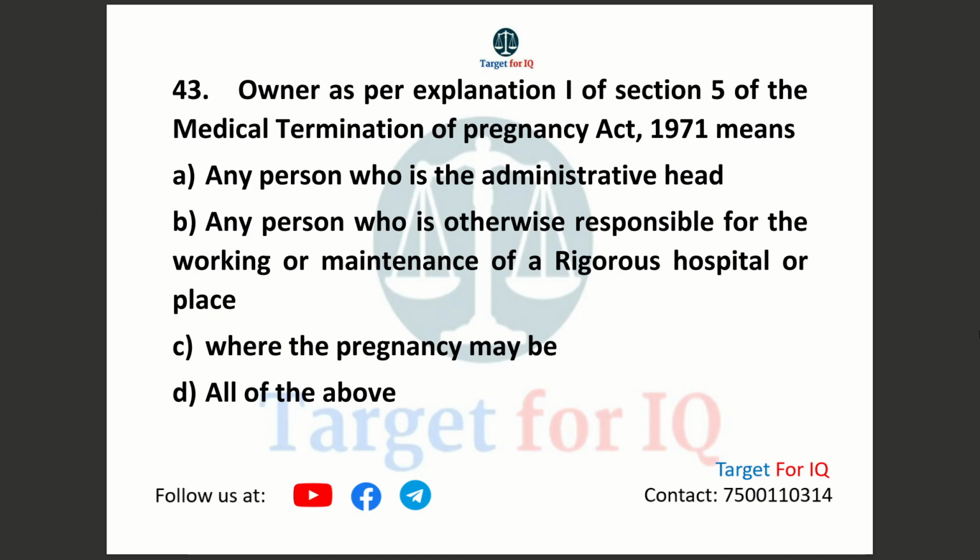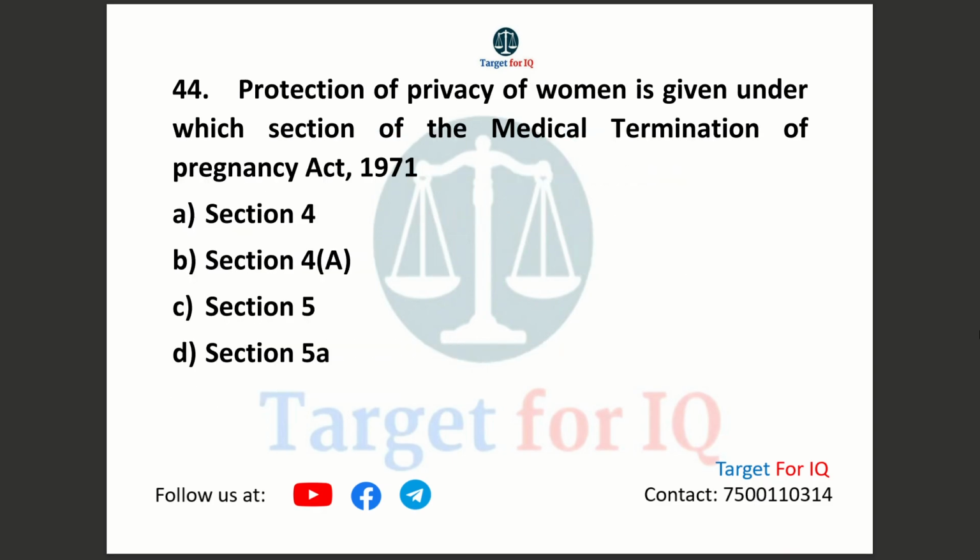Question number 43. Owner as per explanation 1 of section 5 of Medical Termination of Pregnancy Act 1971 means option A. Any person who is the administrative head. Option B. Any person who is otherwise responsible for the working or maintenance of a hospital or place. Option C. Where the pregnancy may be. Option D. All of the above. So the correct answer to question number 43 is option D. All of the above.